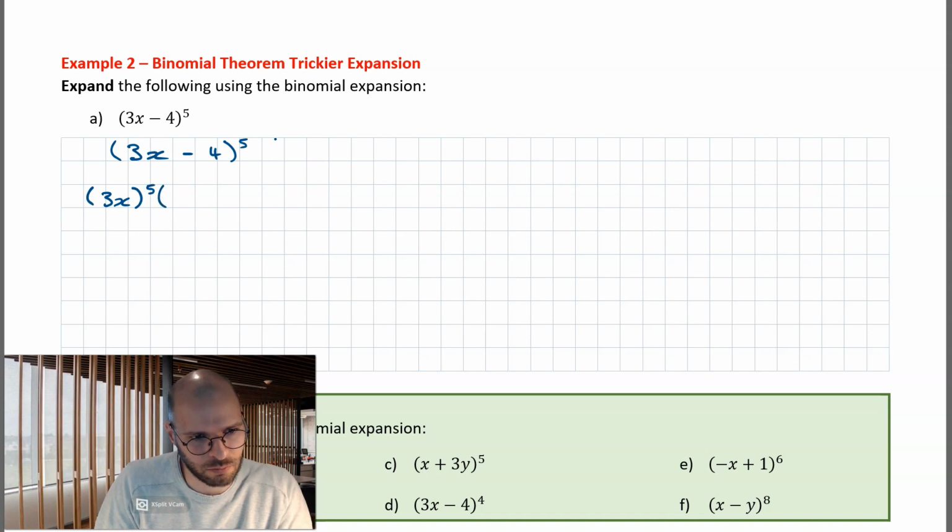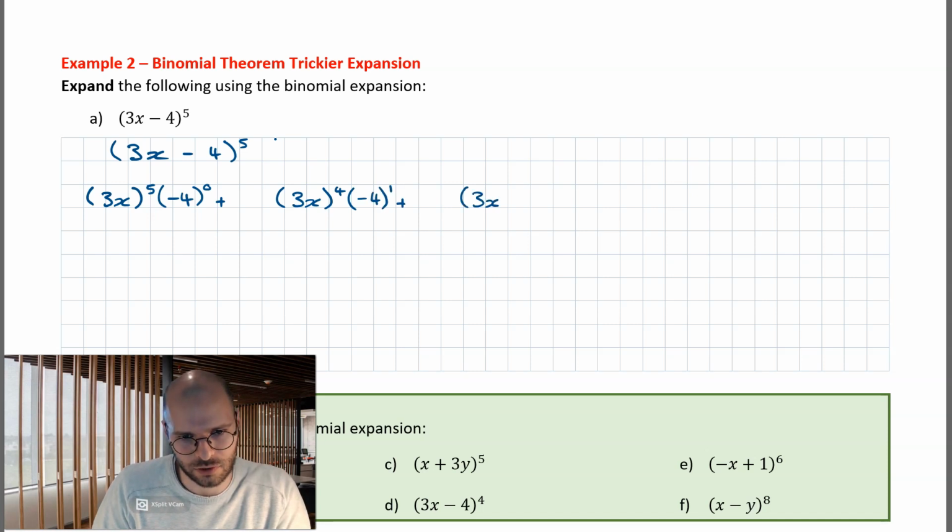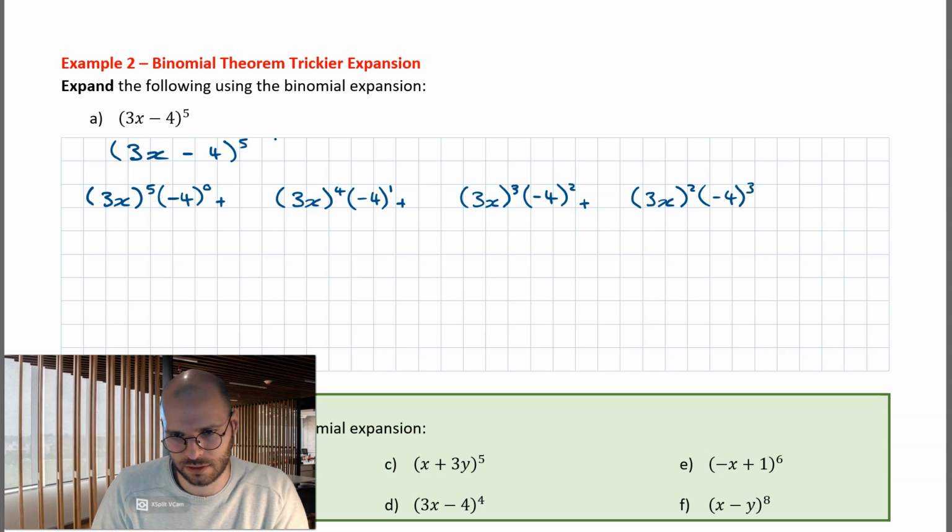to the 5 multiplied by minus 4 to the 0, plus 3x to the 4 minus 4 to the 1, plus 3x to the 3 minus 4 to the 2, plus 3x to the 2 minus 4 to the 3, plus 3x to the 1 minus 4 to the 4, and then finally we have plus 3x to the 0 and minus 4 to the 5.